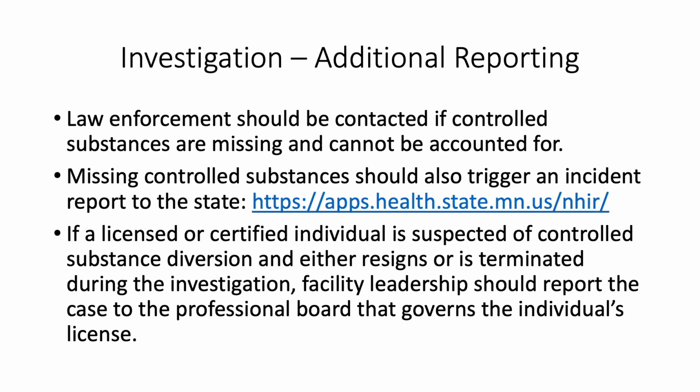Law enforcement should be contacted if controlled substances are missing and cannot be accounted for. In most cases, use the non-emergency line. Missing controlled substances should also trigger an incident report to the state. If a licensed or certified individual is suspected of controlled substance diversion and either resigns or is terminated during the investigation, facility leadership should report the case to the professional board that governs the individual's license. This will ensure there is follow-up, keeping someone from diverting controlled substances at multiple facilities.